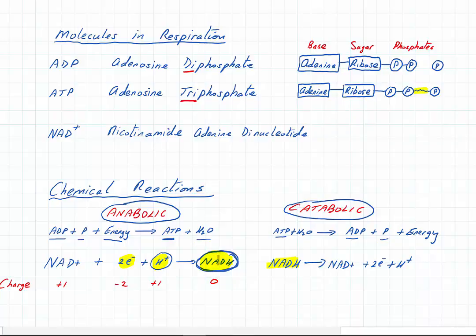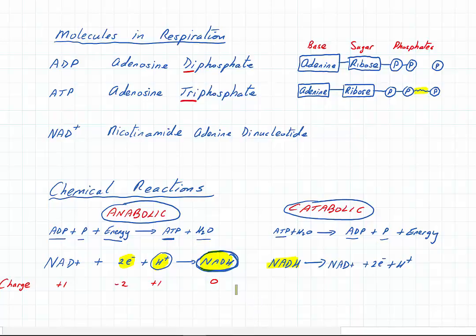And if you do a quick charge count here, it should all make sense, bearing in mind what we just discussed previously. The NAD+ has a charge of +1, two electrons have a charge of -2, the proton has a charge of +1. When you add all those together, 1 and 1 is 2, minus 2 gives you an overall charge of 0. So this resulting high energy molecule NADH has a charge of 0.